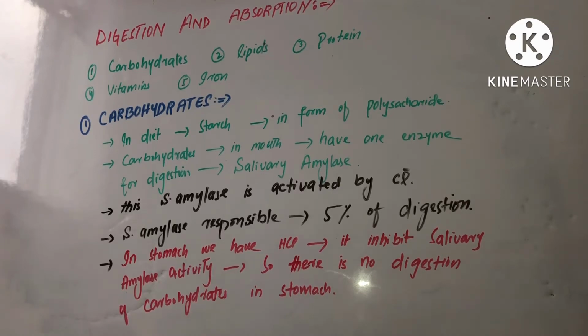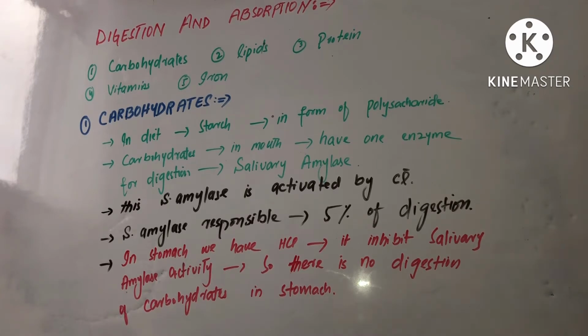So the third section of the physiology of the GIT that we are going to discuss today is digestion and absorption. We will discuss the digestion that occurs inside the GIT tract, and how the digested materials are then absorbed into the blood, by which process and how they are absorbed. We will discuss this in this lecture.